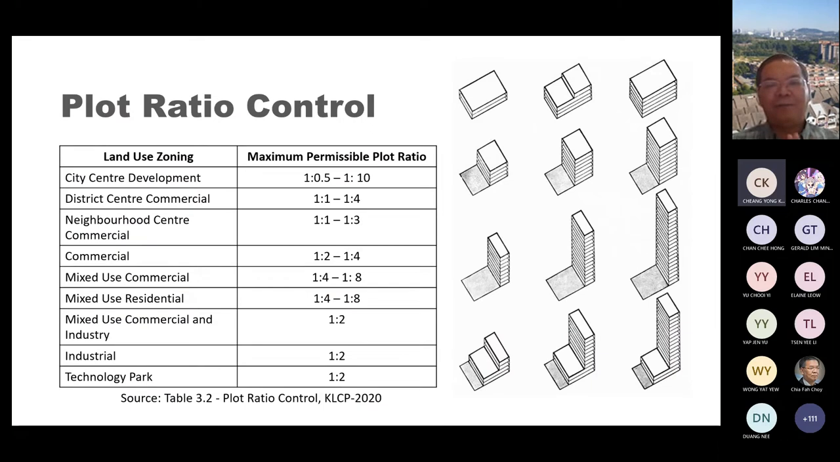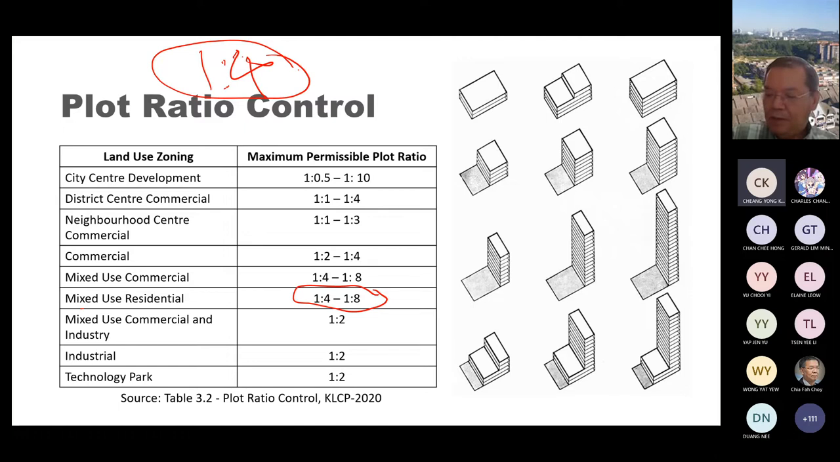Now, for plot ratio control, what does it mean? For the different land use zoning, you have different permissible plot ratios. Just now we said that ours is mixed-use residential, which means your plot ratio can be 1:4 up to 1:8. But for your assignment, for your project, we fix it at 1:4. That is the requirement. Now, 1:4, 1:8, what does it mean?